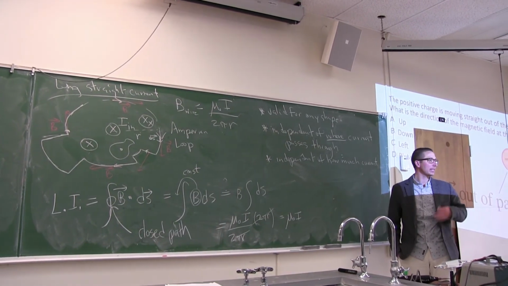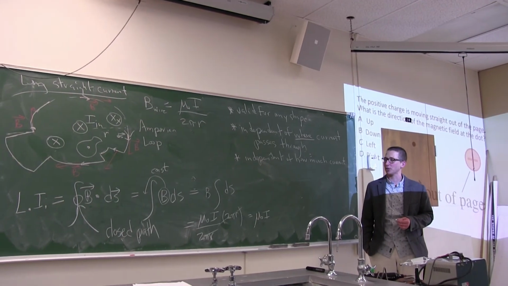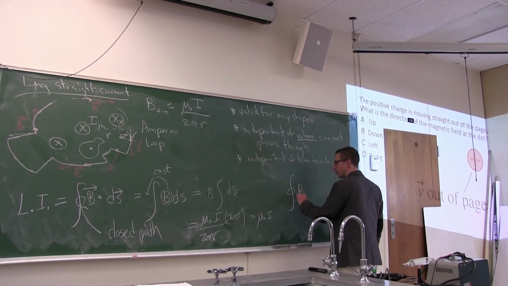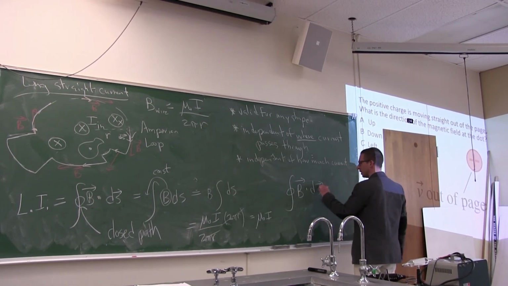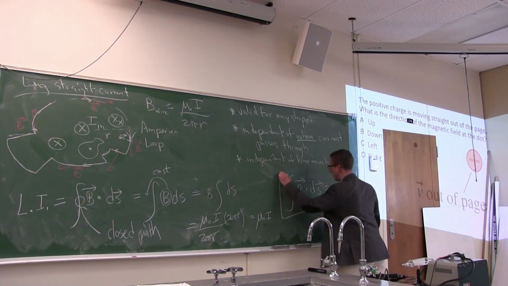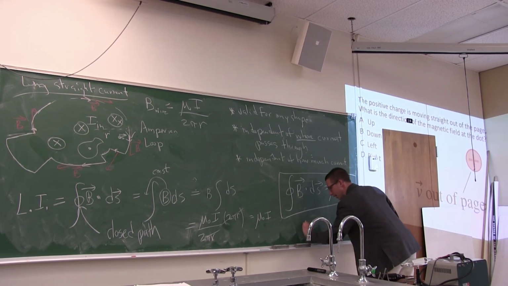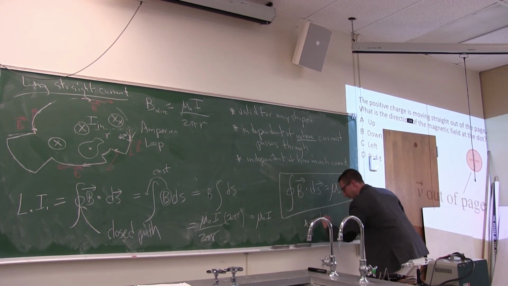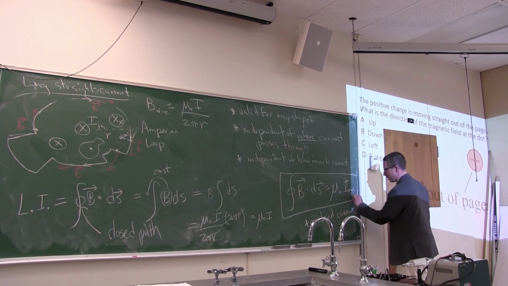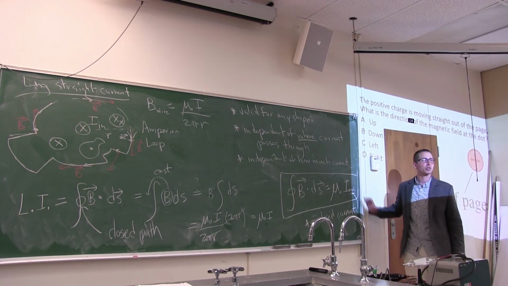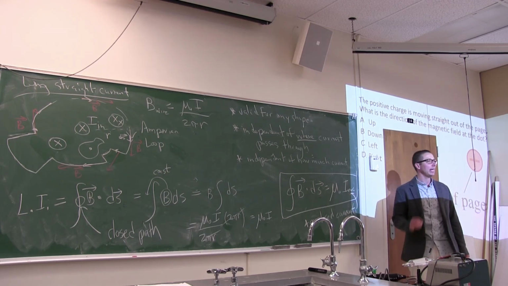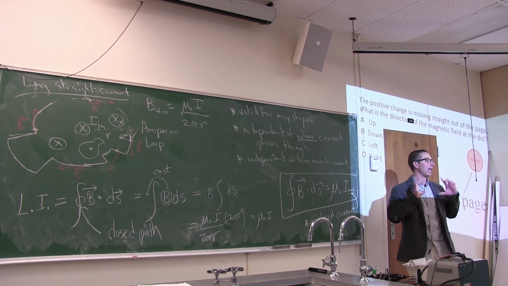So then we generalize all these statements together to write out Ampere's law, and Ampere's law basically just says the line integral around a closed loop of B dot ds equals mu naught I enclosed. So this is Ampere's law. I enclosed is the amount of enclosed current through that loop. So your line integral only depends on how much current is penetrating through that Amperian loop.